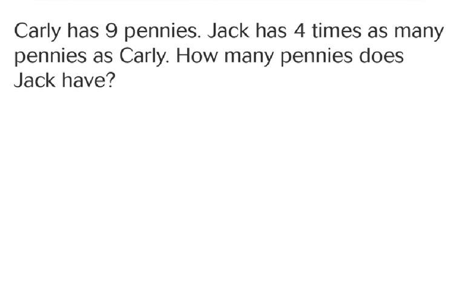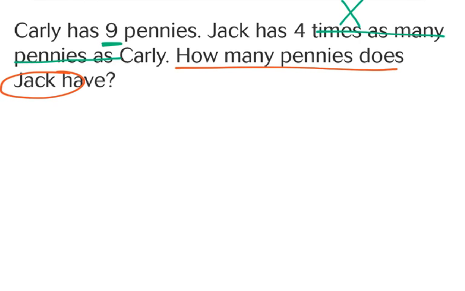The same thing occurs here. Just like any of our word problems, we're going to underline our important information. And we're going to underline our question first. So how many pennies does Jack have? That's what I'm trying to solve. Now, it tells us that Carly has 9 pennies. Congratulations, Carly, you have 9 pennies. Jack has 4 times as many pennies as Carly. Let's go ahead and cross some of these words out. When we see times as many as, we can cross that out and we can put a multiplication sign there.